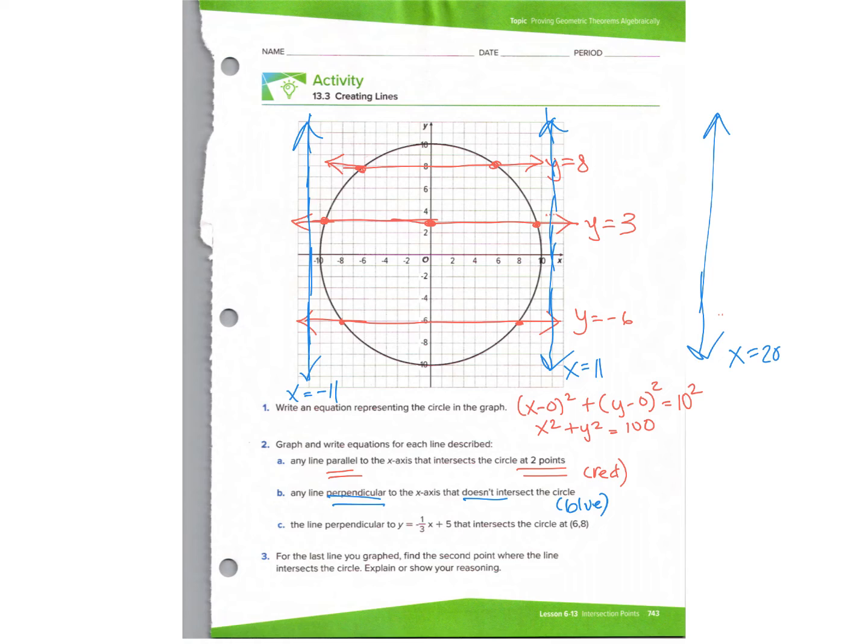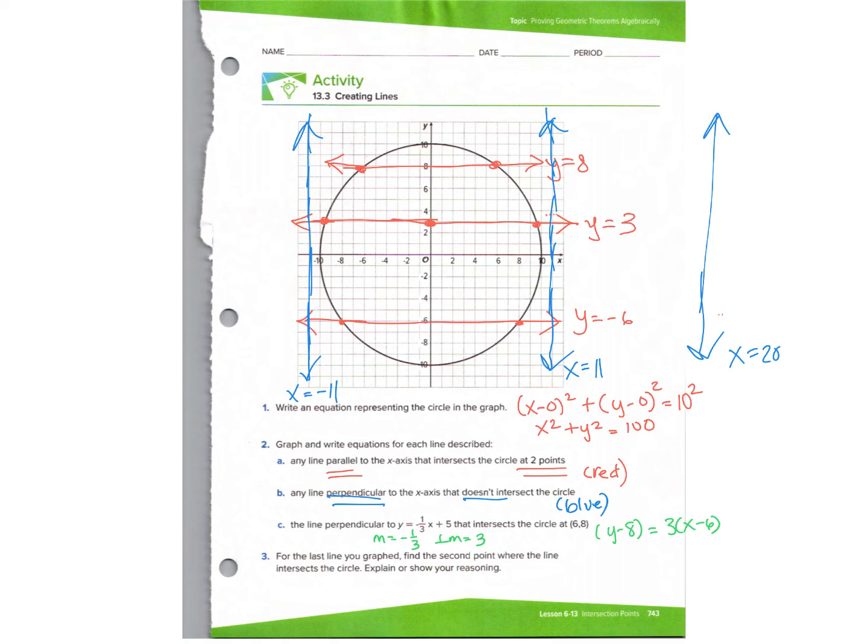It says the line perpendicular to this. So my slope for this line is negative 1/3. My perpendicular line would be positive 3. And it intersects the circle at 6, 8. So the equation of that would be y minus my y value equals my slope times x minus my x value. Now you could solve that for y to get your y-intercept, or I'm going to start with the point.